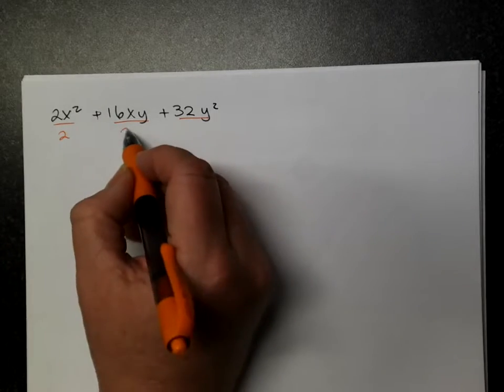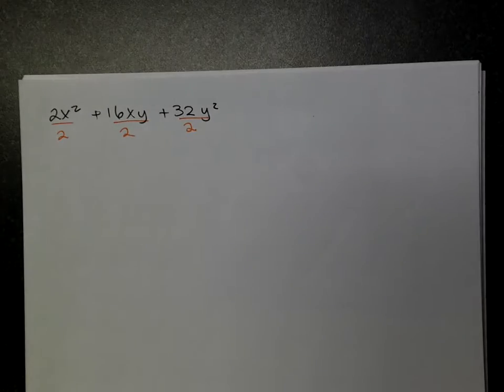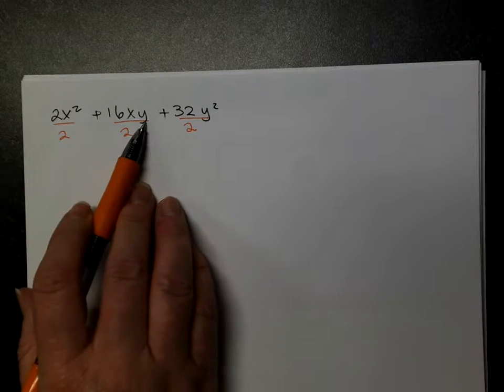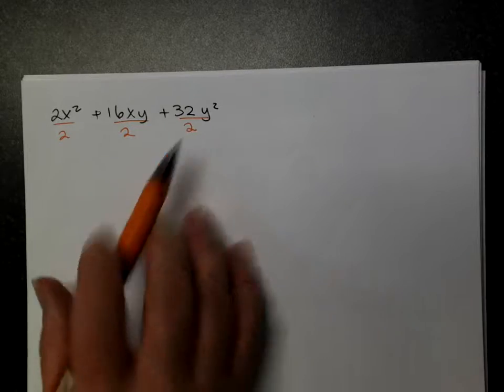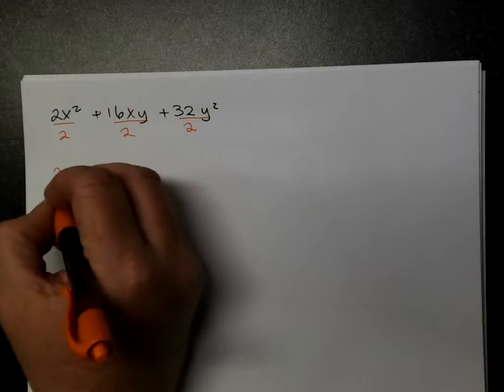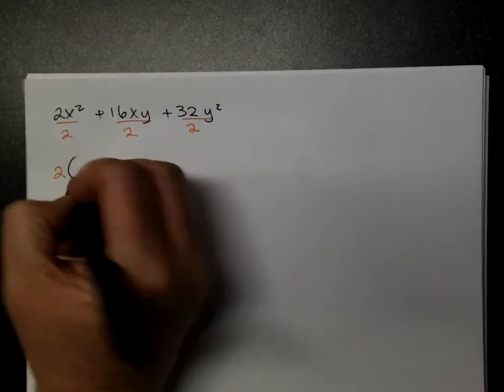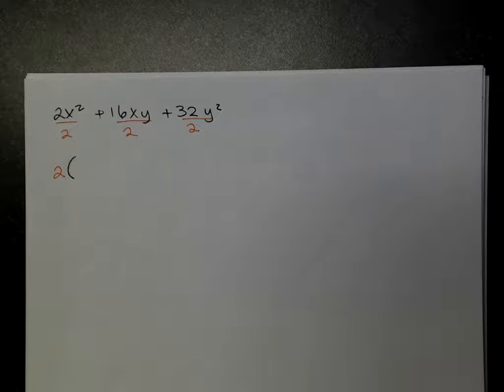Is there a variable? Now, we've got an x squared, xy, and a y squared. None of them share anything. So I'm going to pull the 2 out. You pull out a GCF, immediately put up a parenthesis, and divide out for what's left.